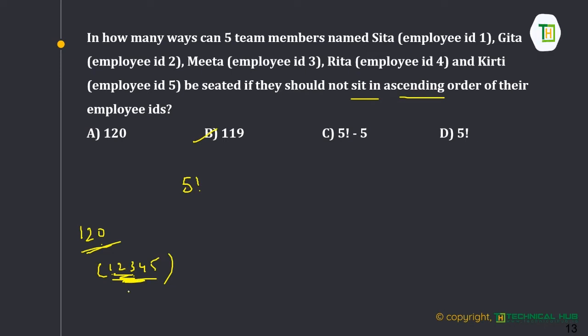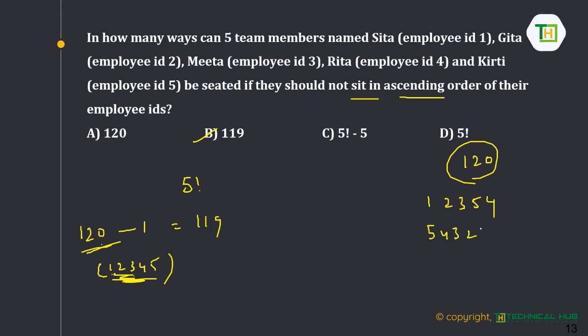So if you remove this one, 120 minus 1 is equal to 119. So many ways are possible. What are the 120 ways? Out of 120 ways, I will take some. So one is 1, 2, 3, 5 and 4. This is one possible way. Or else I can say 5, 4, 3, 2, 1. This is also one possible way. And similarly, 1, 2, 3, 4, 5.